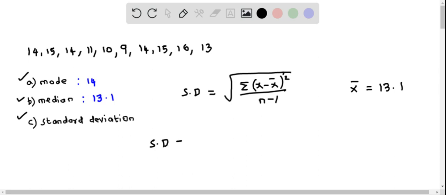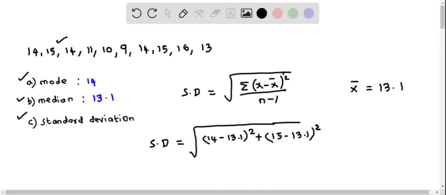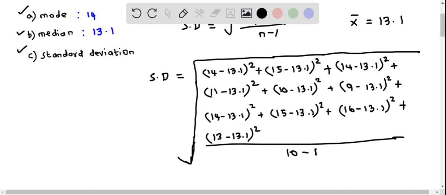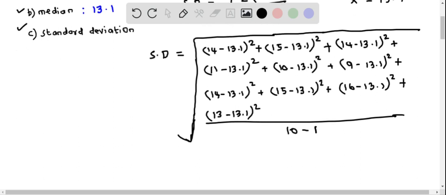So we can write this as standard deviation equals, we put a square root. We have to find the sum of the difference of each data point with the median. So we can write this as 14 minus 13.1 quantity squared, plus we take the second number, which is 15 minus 13.1 quantity squared, and likewise we complete it for the rest of the numbers. So here I have completed writing the sum of the squares. So it comes like this, and in the next step we find this difference and square it up.